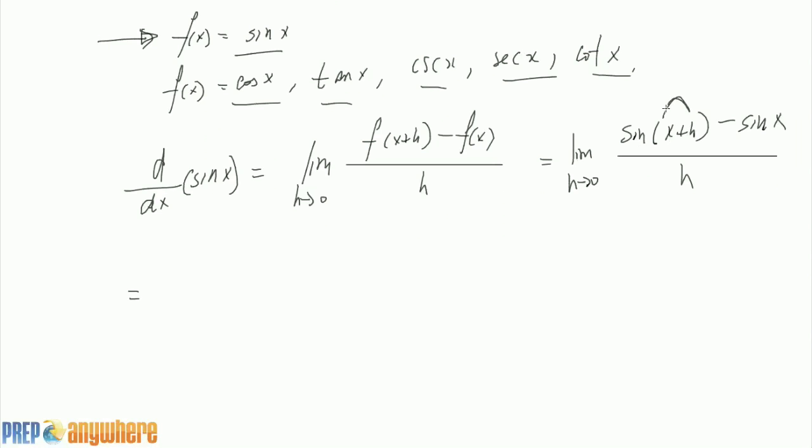We have a sine of a sum of two angles. So how do we deal with that? We learned the sum angle formula in advanced functions, and it goes like this: sine of x cosine of h plus cosine of x sine of h.